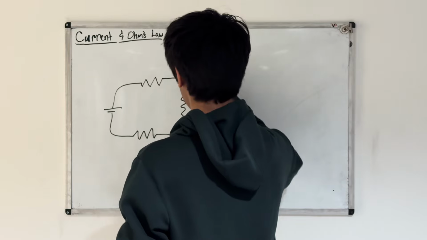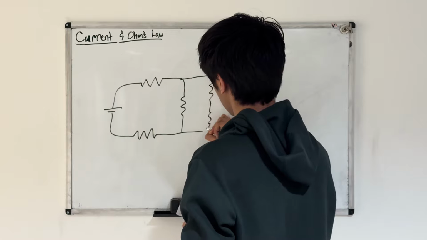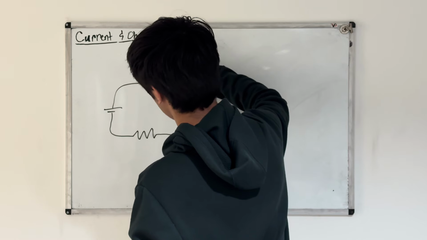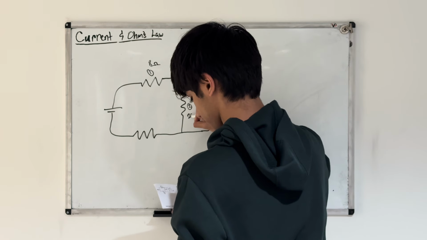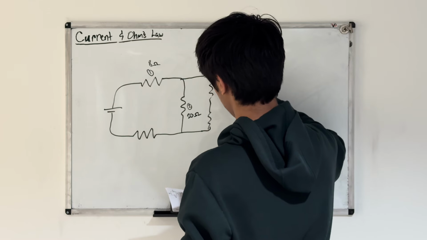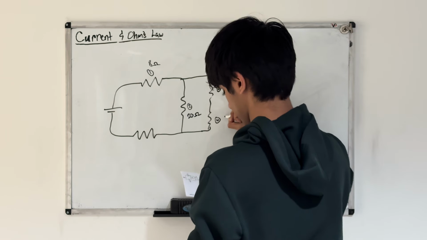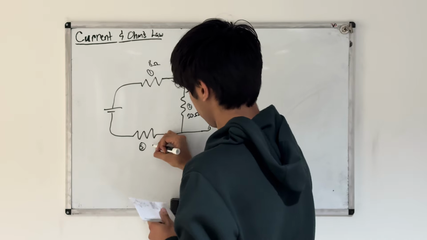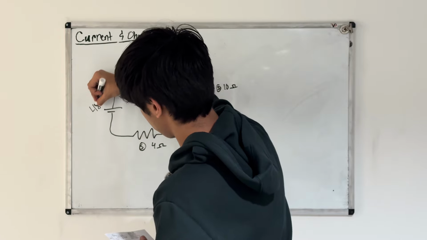Right, and then we have 2 resistors on this branch here. Okay, so call this resistor 1, and this one's going to have 8 ohms. Call this resistor 2, this one's going to have 20 ohms resistance. This is resistor 3, 10 ohms. Resistor 4, this one has 20 ohms. And then resistor 5, this one has 4 ohms. And our total voltage supplied is 48 volts.